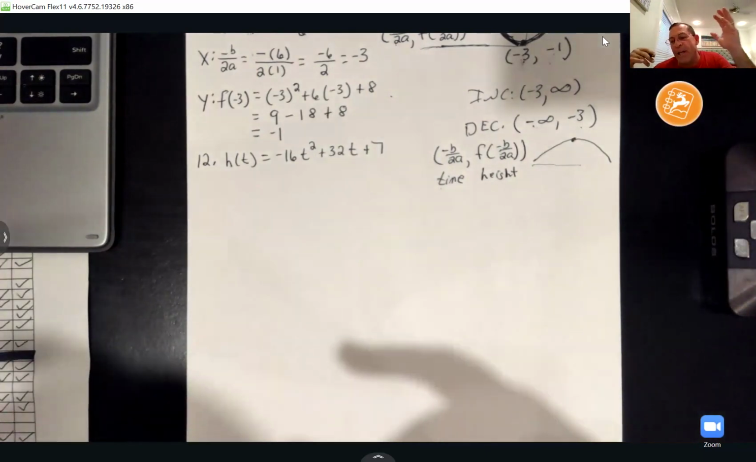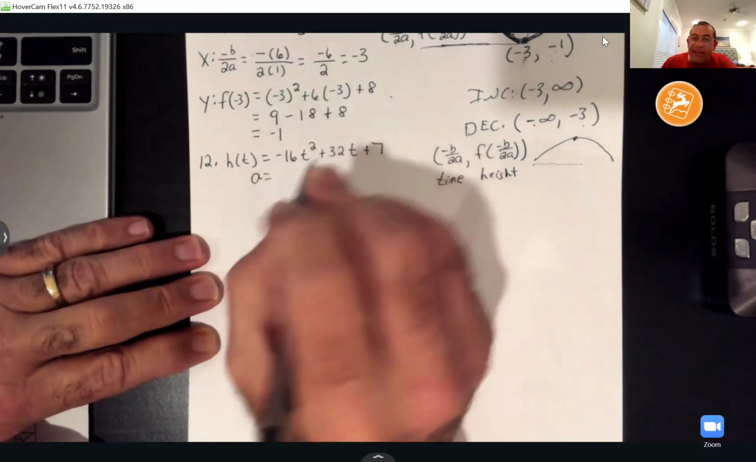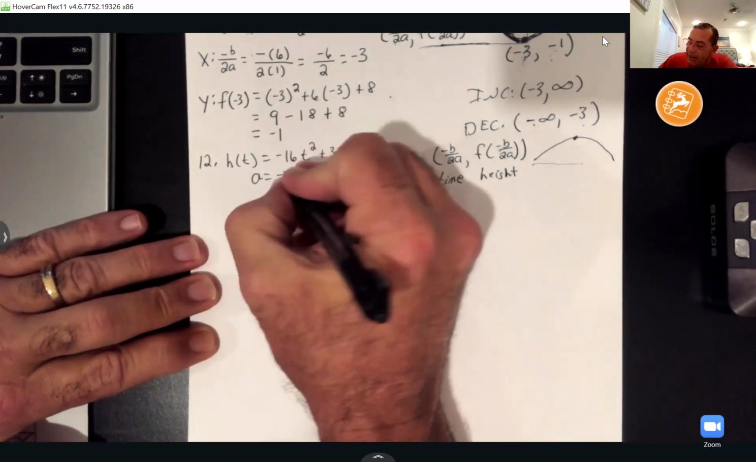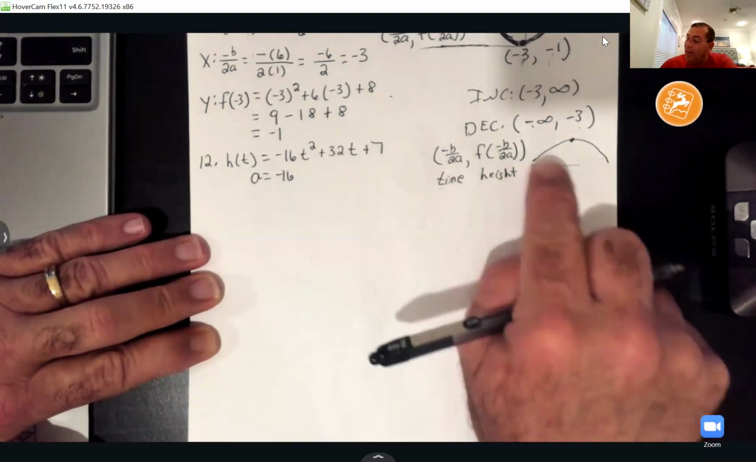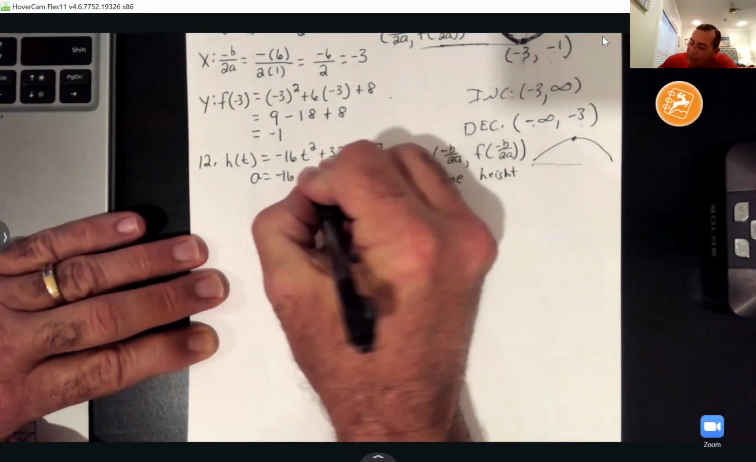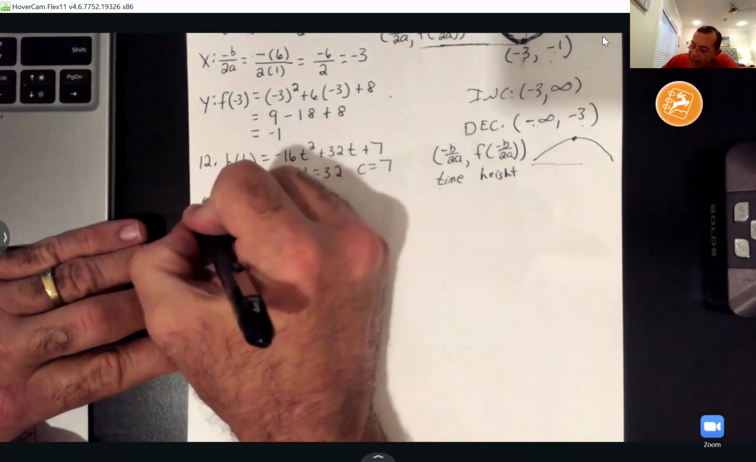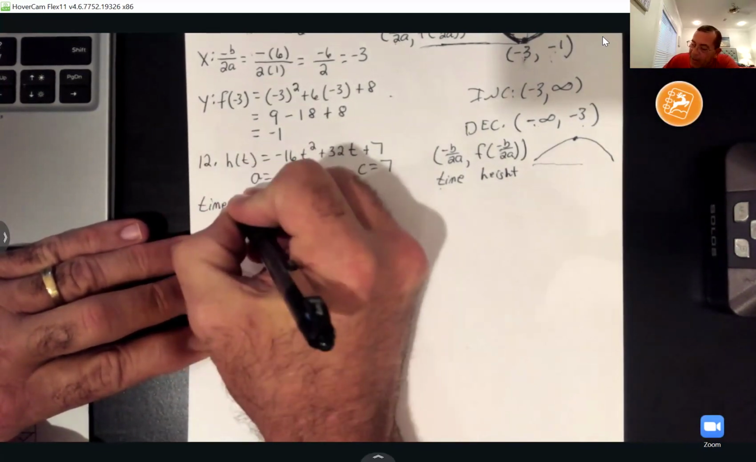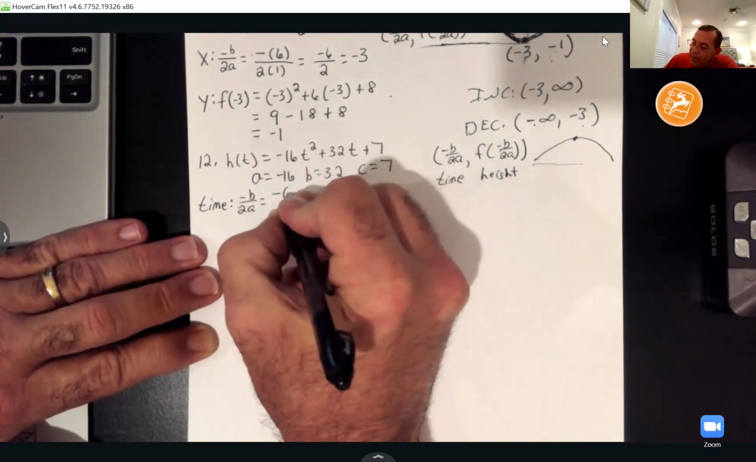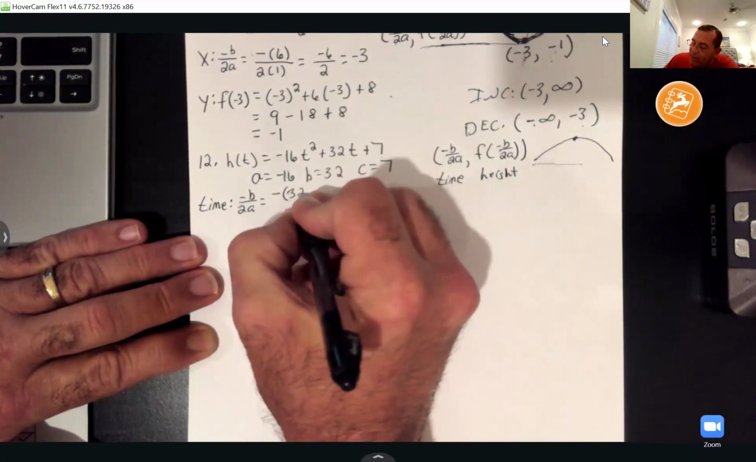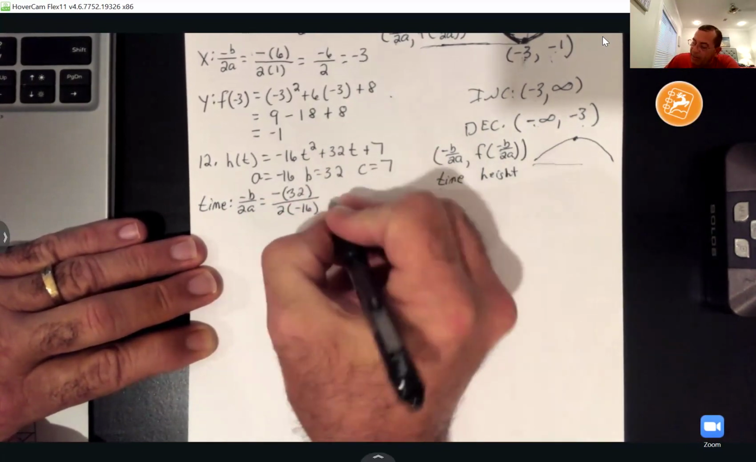So this was using our vertex formula with an everyday type problem. So let's get A, B, and C. A is negative 16. And since A was negative, we had a maximum on this one, right? Not a minimum, but a maximum. All right, y'all, B was 32, and C is 7. So I'm going to get the time. The time is negative B over 2A, which will be a negative times 32 over 2 times my A, which is a negative 16.